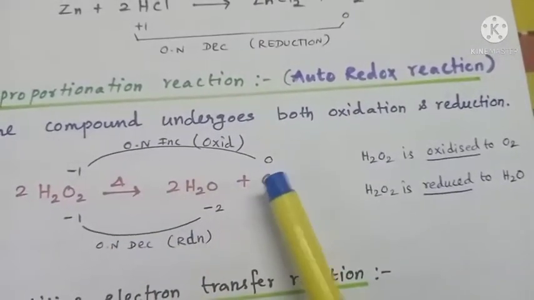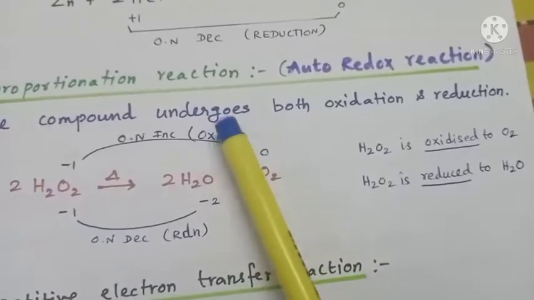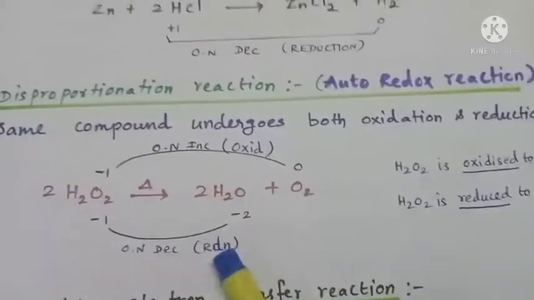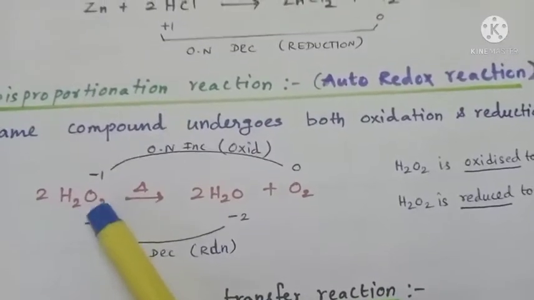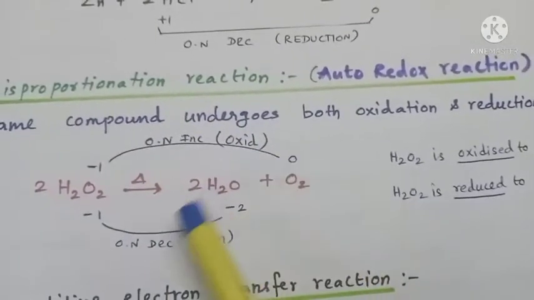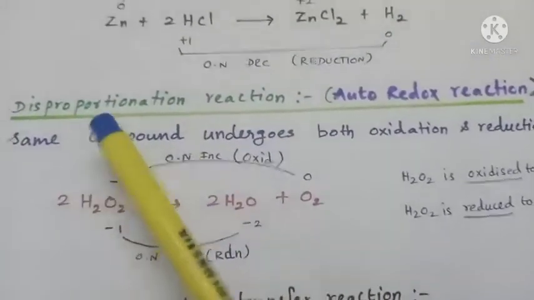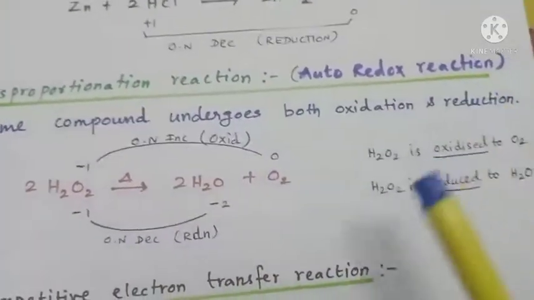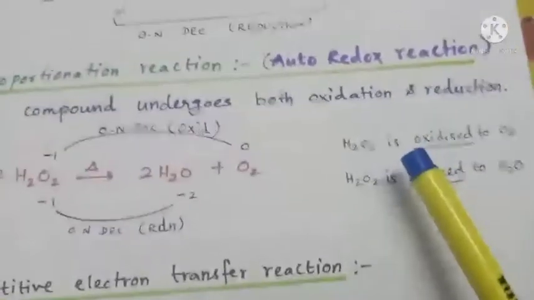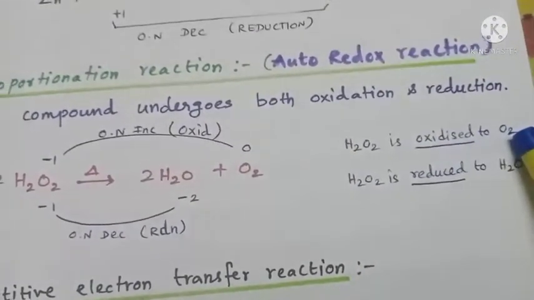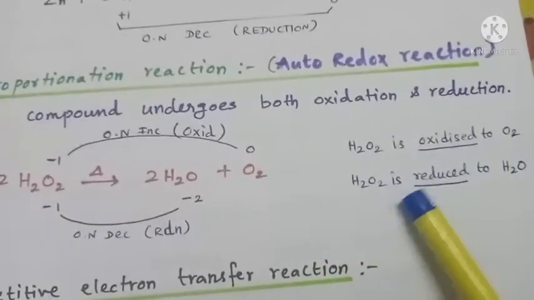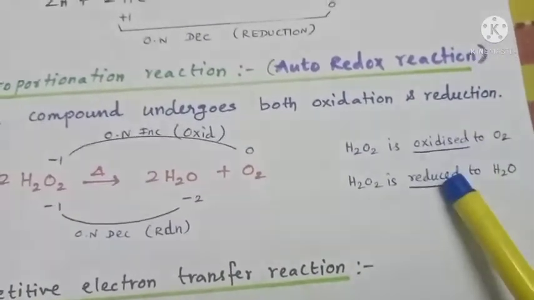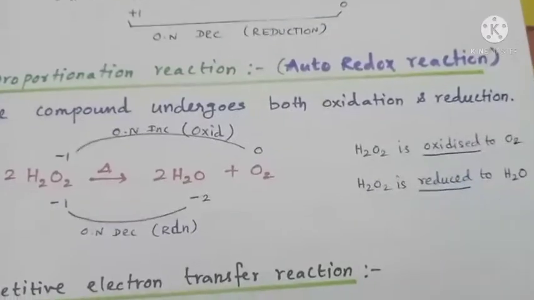So conversion of peroxide into oxygen is oxidation. Conversion of hydrogen peroxide into water is nothing but reduction. But here the same compound hydrogen peroxide is oxidized as well as reduced, isn't it? That's what a disproportionation reaction is. The same compound undergoes both oxidation and reduction. I have written here H2O2 is oxidized to O2 as well as H2O2 is reduced to H2O. The same compound is oxidized as well as reduced. Self or auto redox reaction.